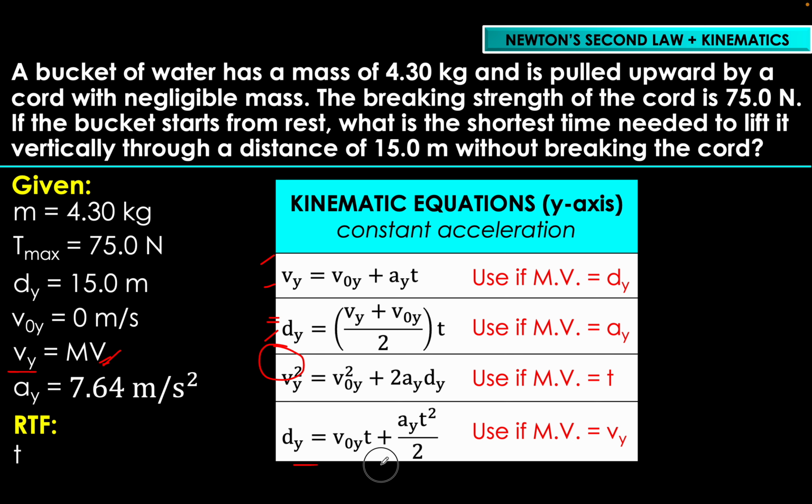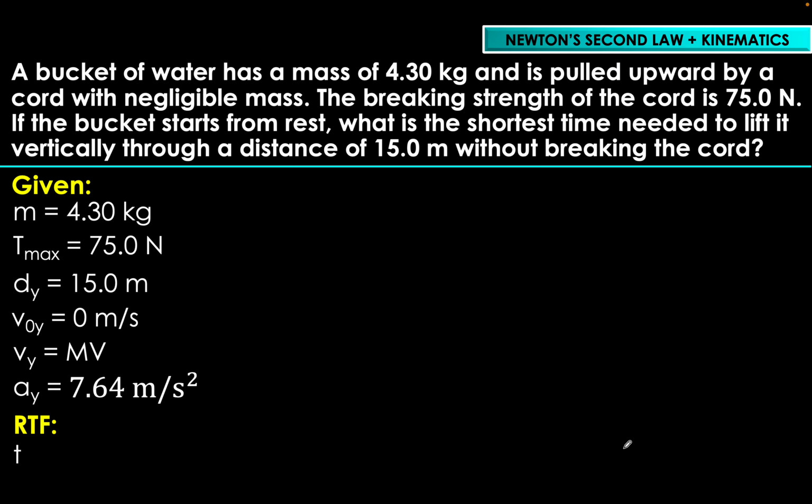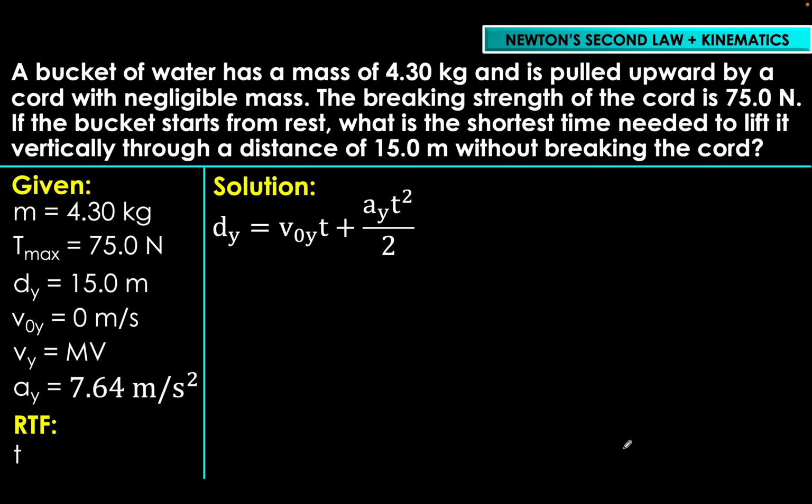So in this case, we're gonna pick this last equation because it does not contain the missing variable, which is v sub y, okay? So let's write it down. So that's our chosen equation. Now take note that v naught y is actually 0. So you can cancel this entire expression, v naught y times time.